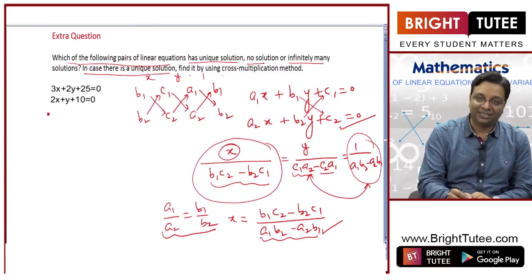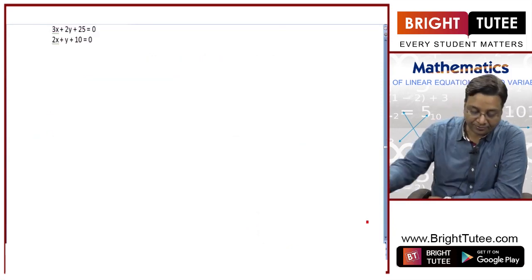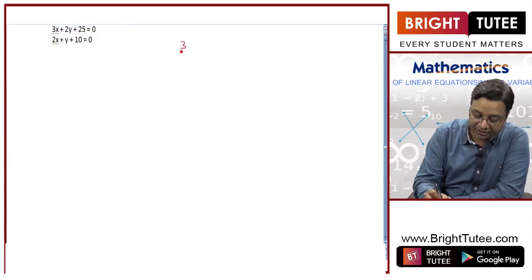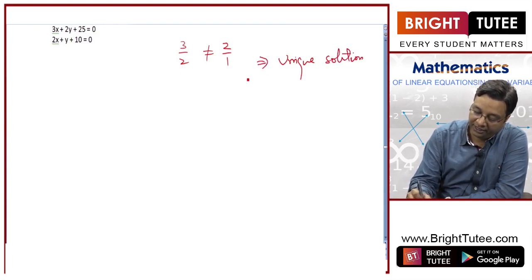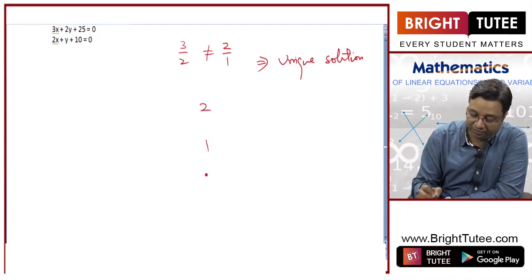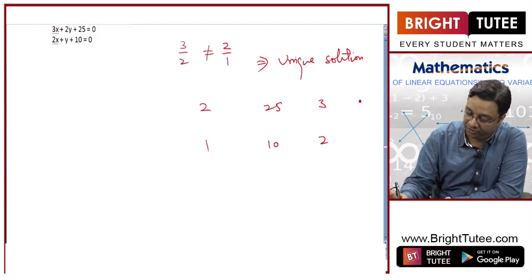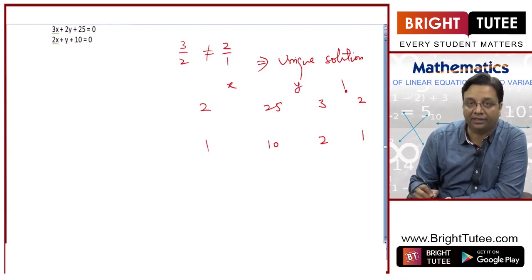Now, let us compare the ratios of coefficients here. Again, we can see that 3 by 2 is not equal to 2 by 1. Hence, unique solution. And to find the solution, let me write the coefficients like this, b1 b2 c1 c2 a1 a2 and then b1 b2. Once again, I will write x here, y here and 1 here.